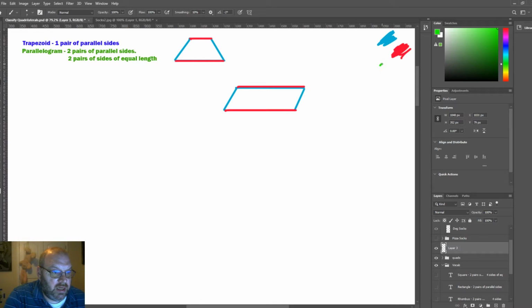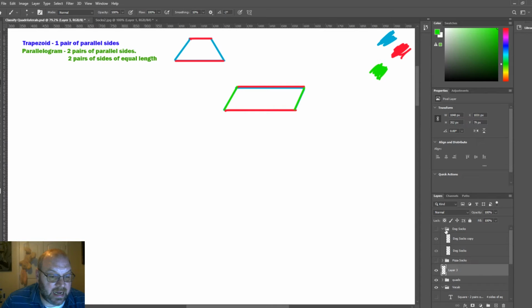Let me get a green. And these two are parallel. The greens are parallel. Okay? So two pairs of parallel sides. Let me get my socks back out. We got our doggy socks, and we also got some pizza socks.